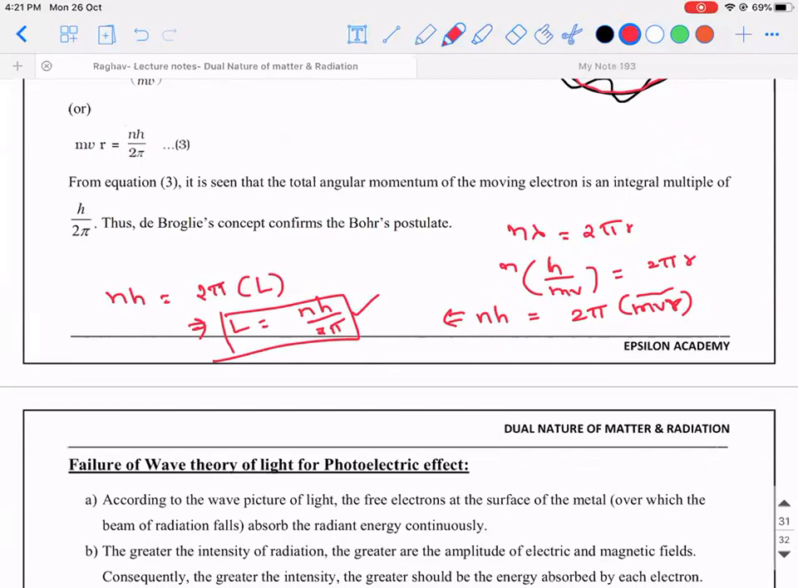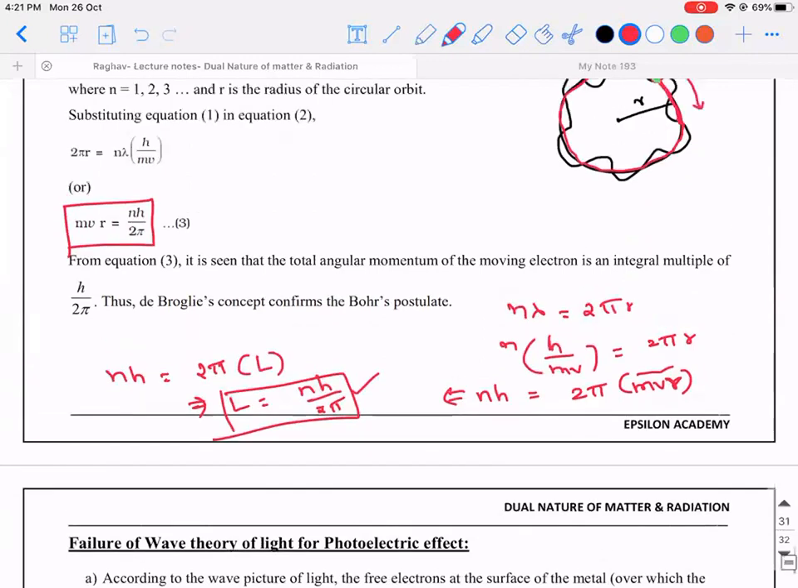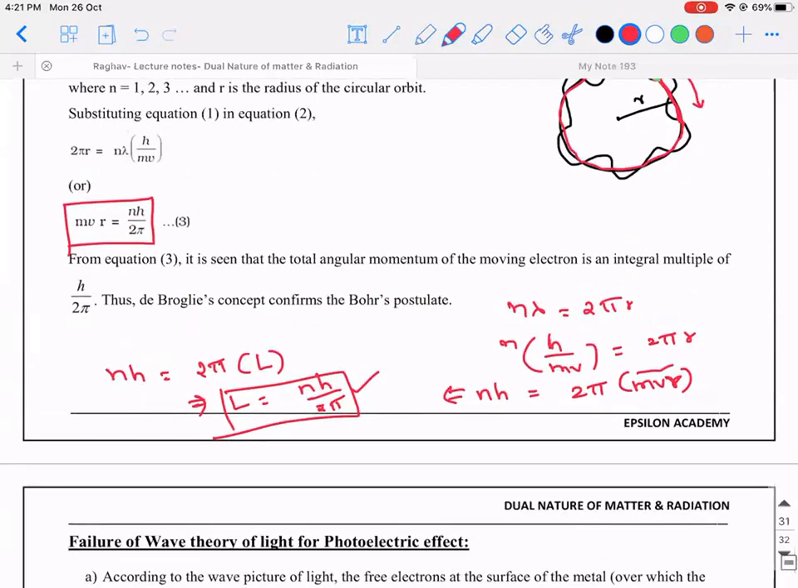So that's what we can see. mvr is equal to nh by 2 pi, or L is equal to nh by 2 pi. So from equation 3, it is seen that the total angular momentum of the moving electron is an integral multiple of h by 2 pi. Thus, de Broglie's concept confirms Bohr's postulate also.